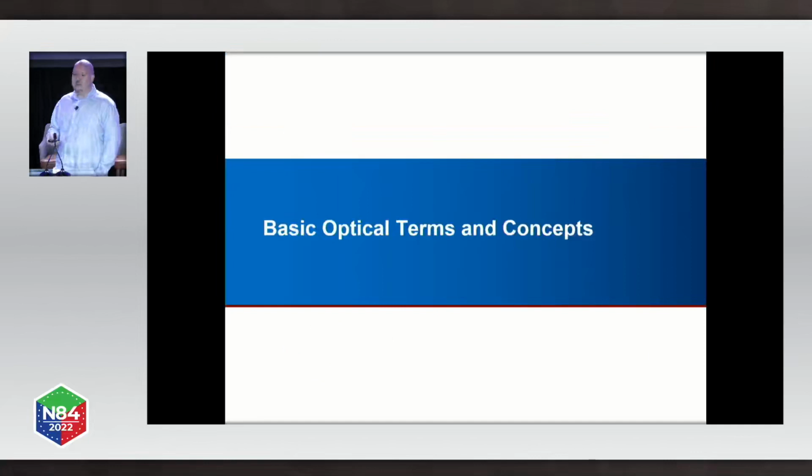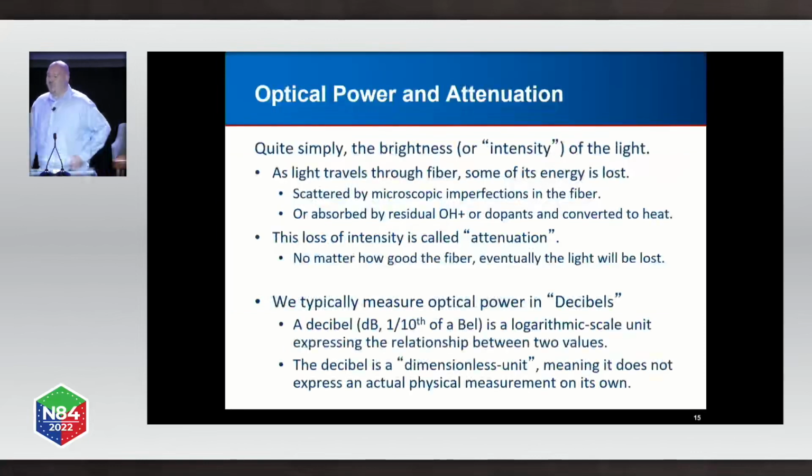All right, so basic optical terms and concepts. We'll start by talking about optical power. This is basically, you put light into the fiber, and over time you're going to have loss. You're traveling through a non-vacuum. There's going to be some loss. There's going to be microscopic imperfections in the fiber. There's going to be things that are absorbed and converted to heat. So over time, you're going to have attenuation. That's just the loss of brightness.